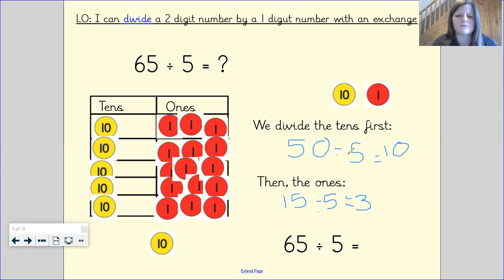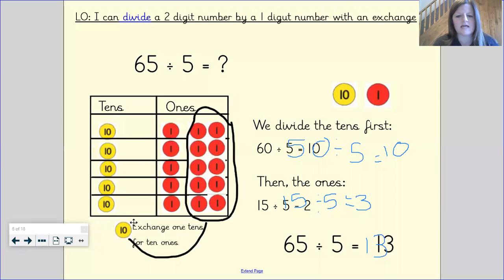Okay, so then let's go back to our original question. 65 divided by 5 is 13. We've got 13 in each group, in each row, and we've got 5 equal rows, 5 equal groups, all with 13 in. Okay, and that again on the next slide, I've just got it there to explain if you want to have a look again.